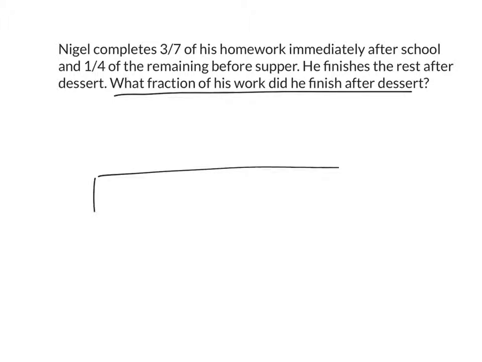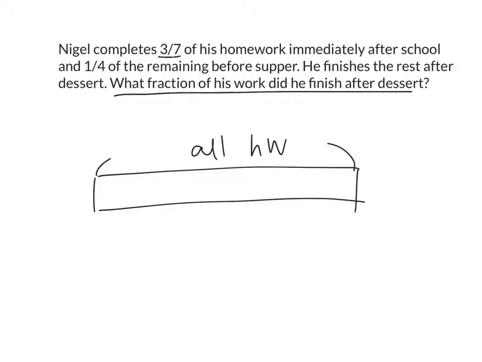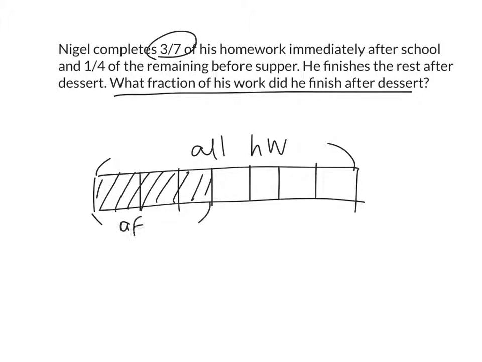Okay, well, let's draw a tape diagram. If this is all of his homework, we know that Nigel completes 3/7 of it right away. So we're going to divide these into sevens. 3, 4, 5, 6 lines will give me 7. And these 3 right here, he finishes right away after school. Now, this is what he has left, right? So this is 3/7. What he has left right after his school, he has 4/7.